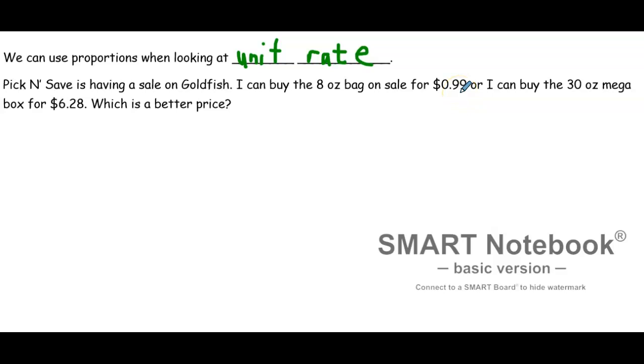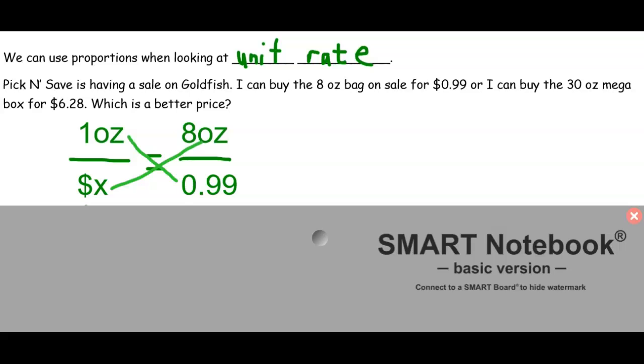So how do we do that? Well, we have to look at ounces for cents, or dollars. Okay, so I've got 8 ounces is to 99 cents and 30 ounces is to $6.28. So I want to figure out how much each of those is to each other. So how much is 1 ounce is what I want to figure out, to find the better price. So 1 ounce is, I don't know how many dollars when I buy this form of goldfish. So I'm going to cross multiply and divide.